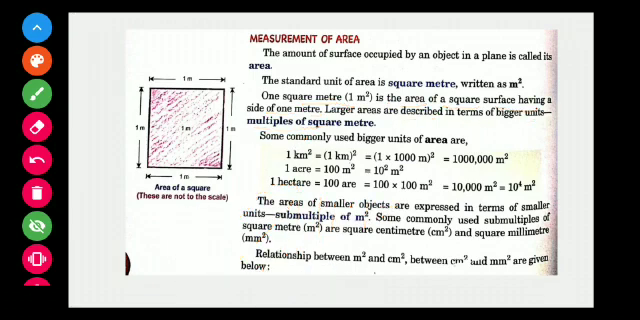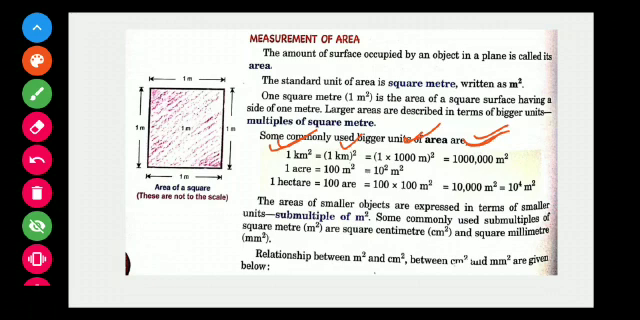Some other examples: first of all we studied 1 kilometer square. What is the relation between 1 kilometer square and meter square? The value of k is 1000. Therefore 1 into 1000 meter whole square, the square of 1000, is 10 lakh. Therefore 1 kilometer square is equal to 10 lakh meter square.